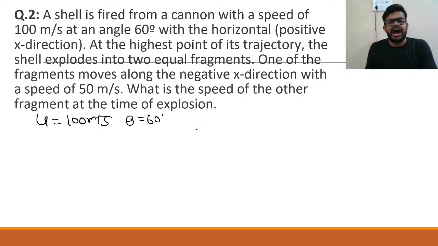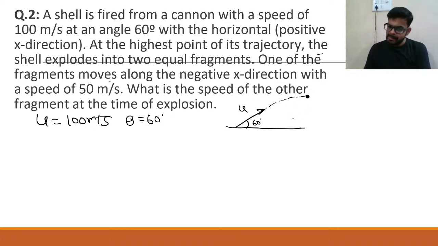Now at the highest point of the trajectory, let's say this is the ground, and from there at angle theta, 60 degrees, the cannon is fired, so it will go like this. At the highest point of the trajectory, the shell explodes into two equal fragments. Equal fragments means m by 2 and m by 2, right? Total mass, let's say m. So half mass and half mass means two equal masses, m by 2 and m by 2.